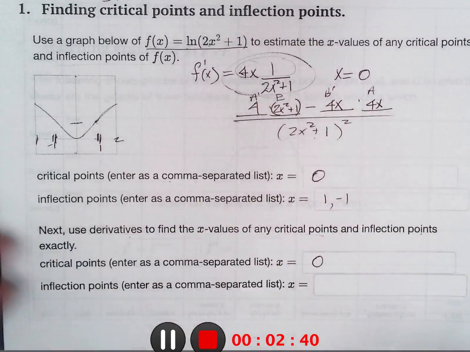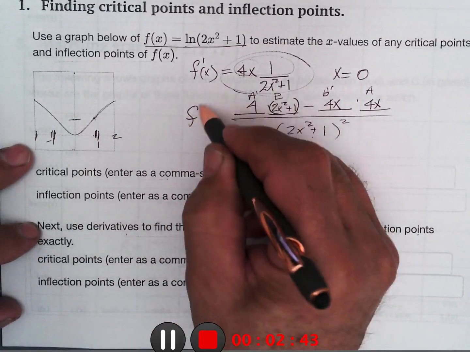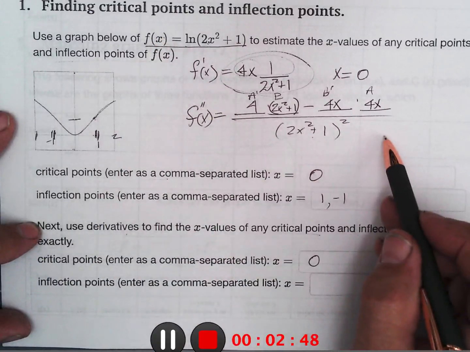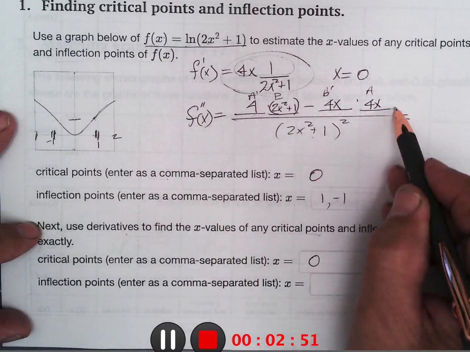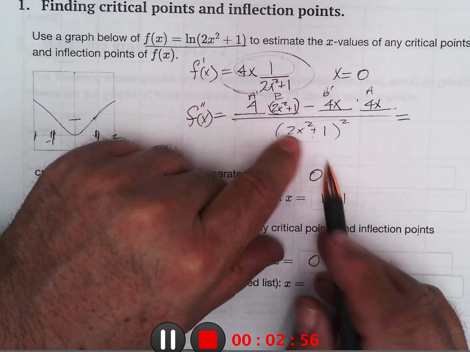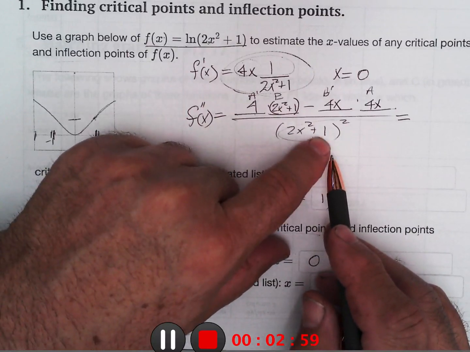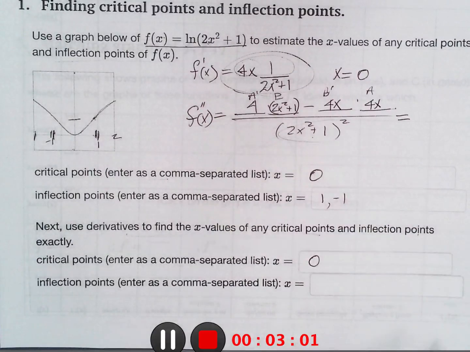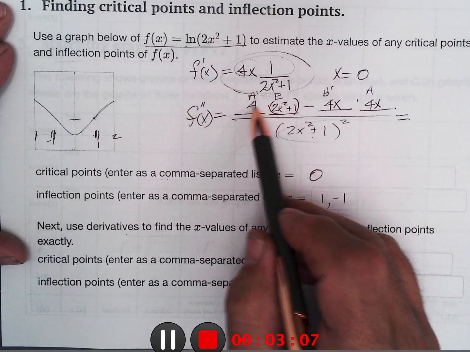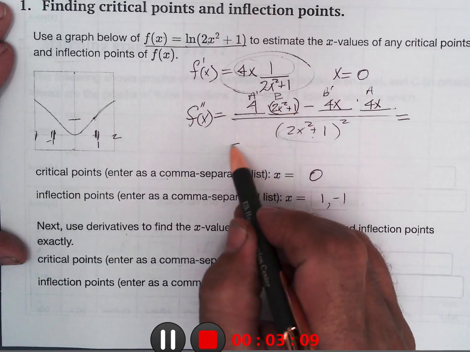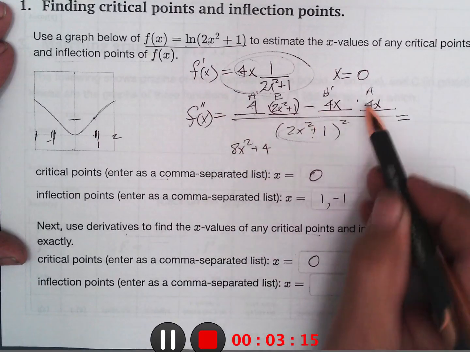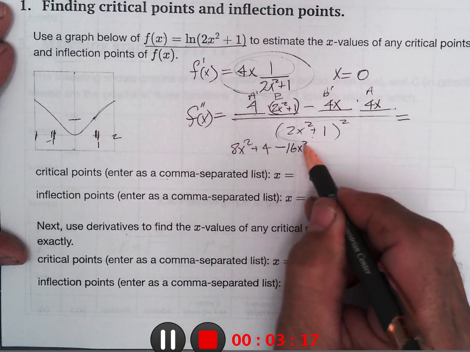So if we're trying to make the second derivative of the function equal to 0, we're going to set this numerator equal to 0. The denominator is not 0. X squared is always positive or 0, times 2, plus 1, it's even bigger, so this is never 0 in the denominator. We don't have to worry about undefined, but we get 8x squared plus 4 minus 16x squared, and we're trying to make that equal to 0.